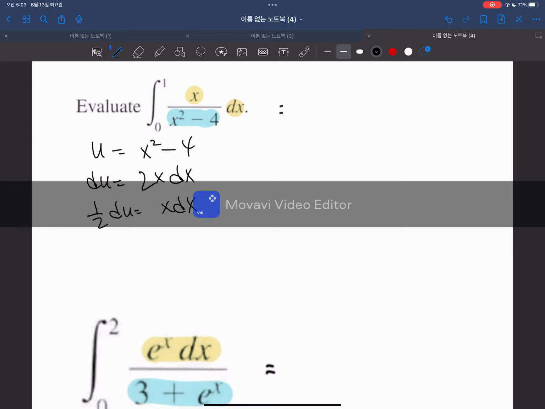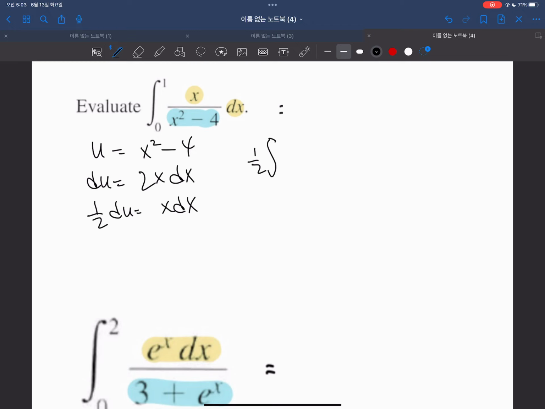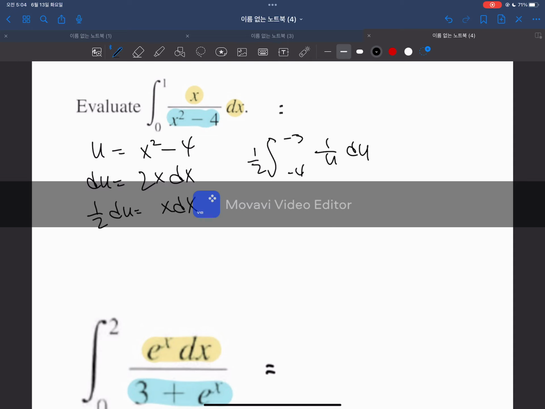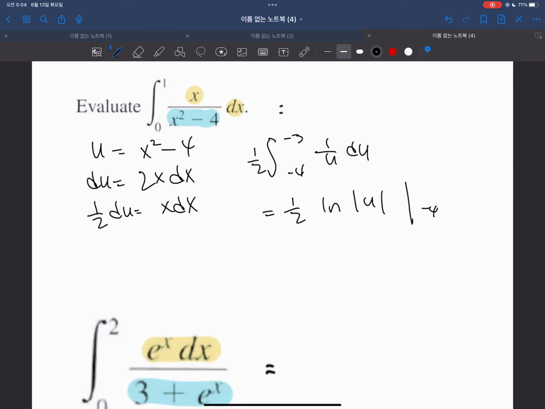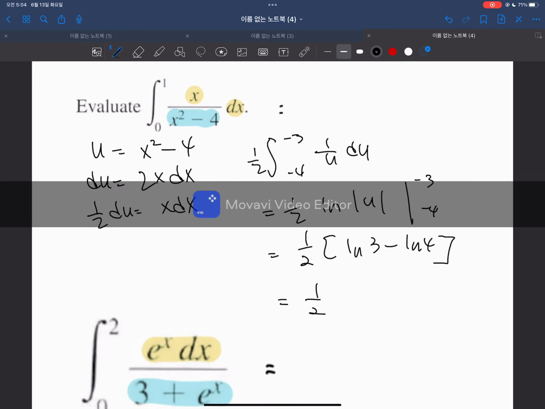And plugging into the original equation, we'll get 1 over 2 times the integral of, and don't forget, when you use u, you have to change the limits. Limits will be -4 to -3, 1 over u du. When we solve the integral, the 1 over u will be ln of the absolute value of u. And then the limits, -4 to -3. When we solve this, we'll get ln 3 minus ln 4. When we simplify this, we'll get ln 3 over 4.